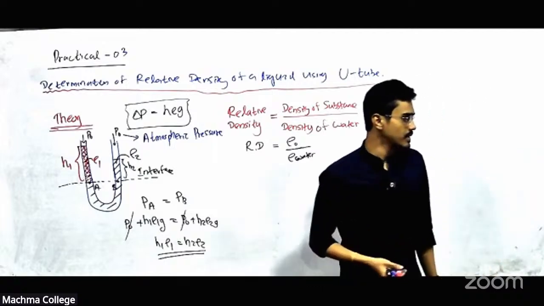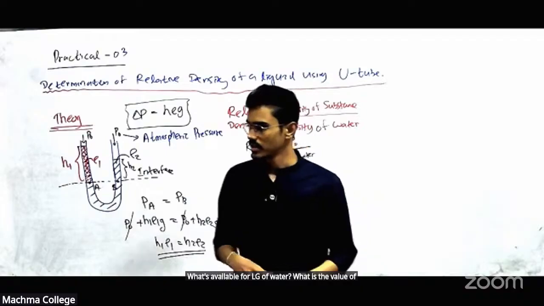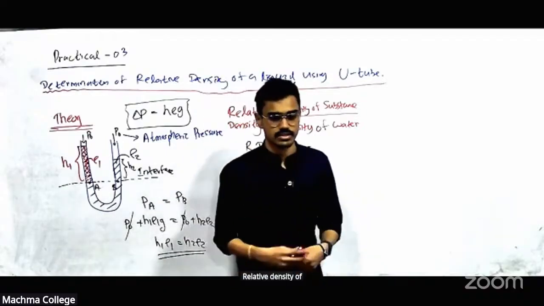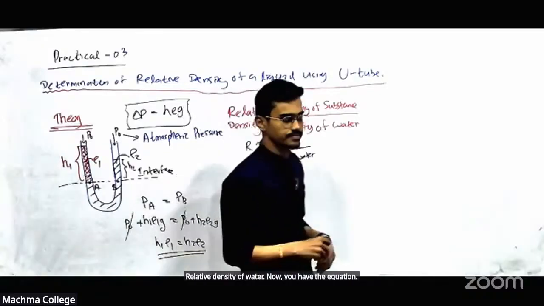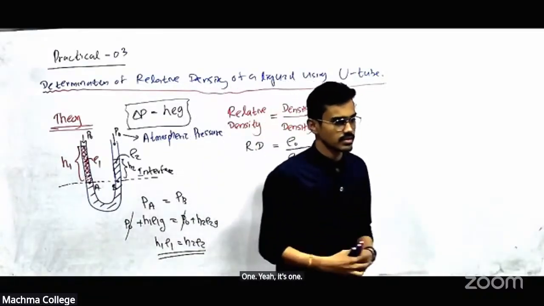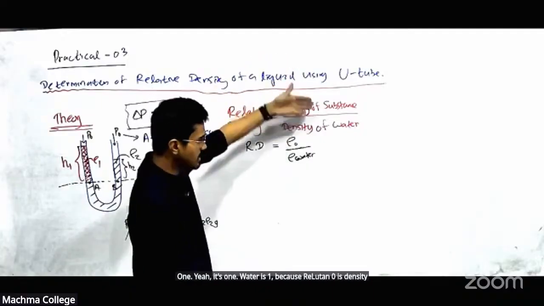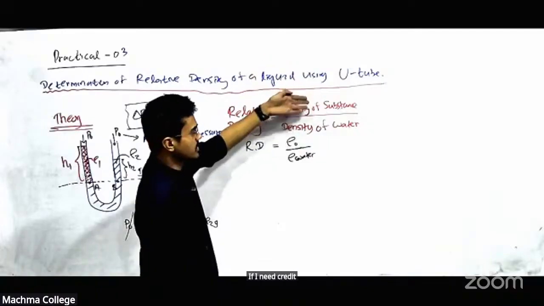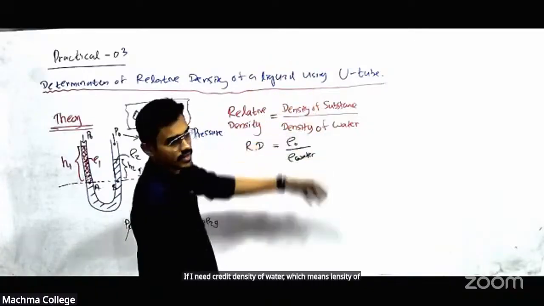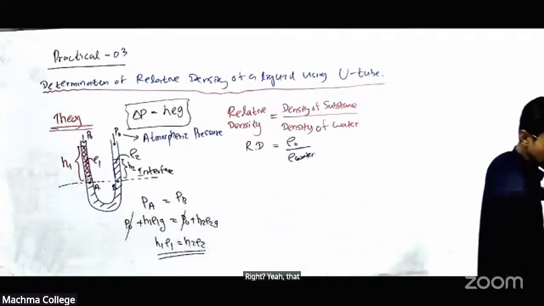What is the value of relative density of water? Now you have the equation. Yeah, it's 1. Relative density of water is 1 because relative density is density of a substance over density of water. If I need relative density of water, which means density of water over density of water, it is 1. That's the idea.